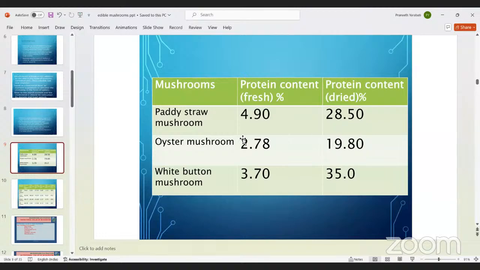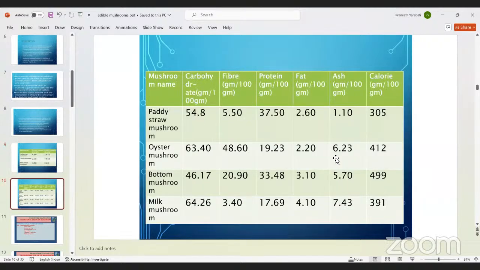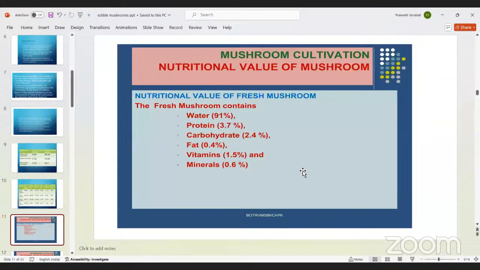This is the protein content. In paddy straw, fresh mushroom contains 4.9 and dried contains 28. Oyster is 2.7% fresh and in the dried form 19.8. So we can use fresh mushrooms or dried mushrooms in the preparation of food.